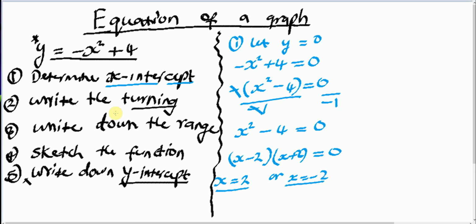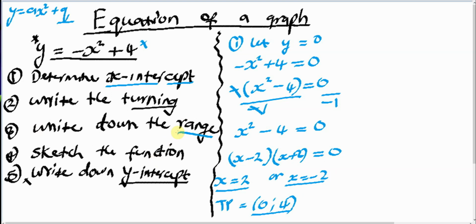Now I need to write down the turning point. So remember, the turning point of parabola is usually represented by the value of q. So our value of q there is 4, meaning that my turning point in that function is going to be (0, 4) basically. And now I can look at the next question. It says write down the range.